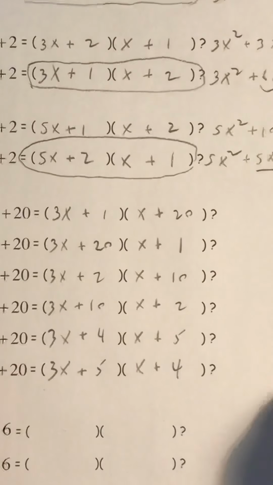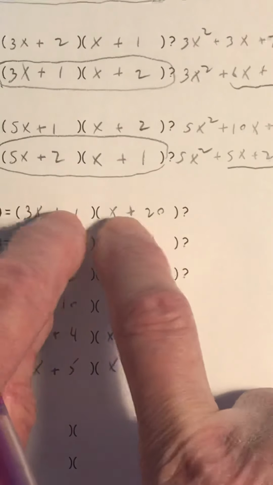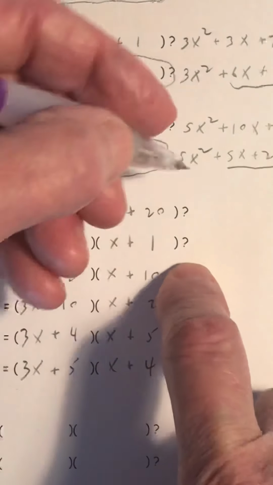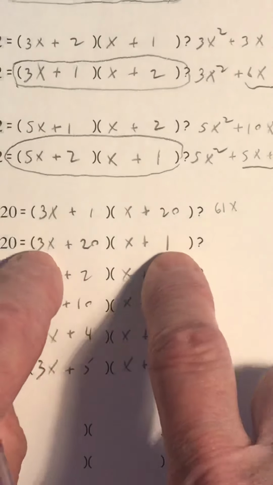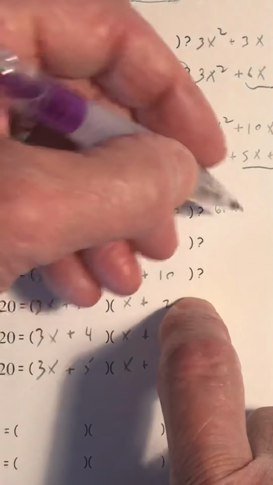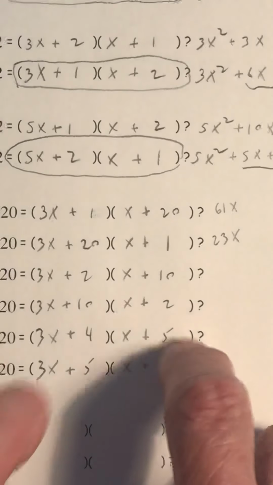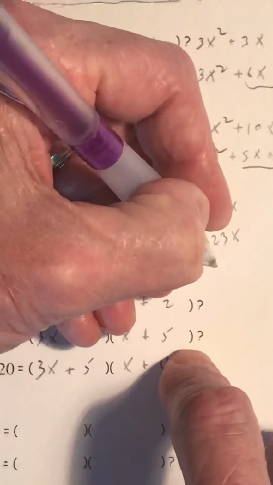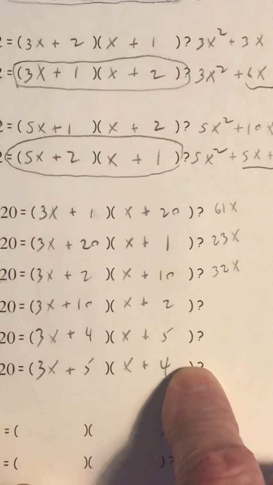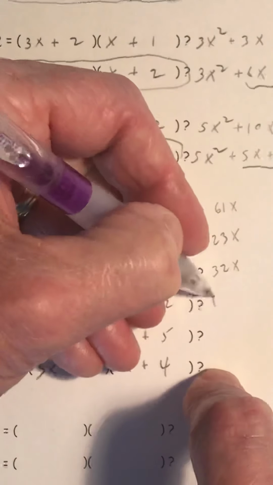I hope this isn't too much of a rush job, but let's just say how much is this? That's 60x plus 1x. 60 plus 1. That's making 61x in the middle. What is it we're trying to get? 19x. Not even close. How about this one? 3x and 20x, 23x. That's a little closer, but we need exactly 19, so no good. Try this one. We get 30x and 2x. That's 32x. Nope. What's this one? 6x and 10x. 6 and 10, 16x.